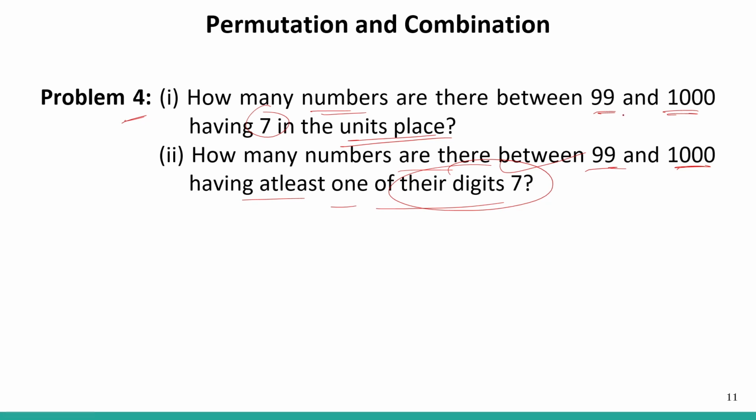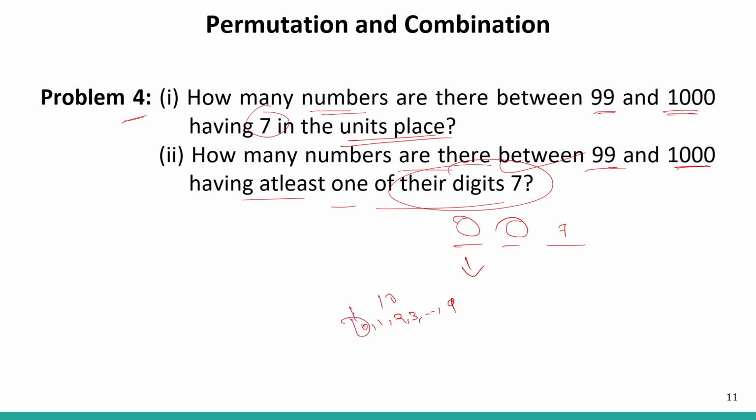So between 99 and 1000, you have only 3-digit numbers, right? From 100 to 999 you have 3-digit numbers. So what you want is to have 7 in the units place. So 7 is here. Okay. So you have only 2 options remaining. Okay. So in the 100th place, how many choices are there? You must be wondering 10 choices, right? 0, 1, 2, 3, and so on up to 9.